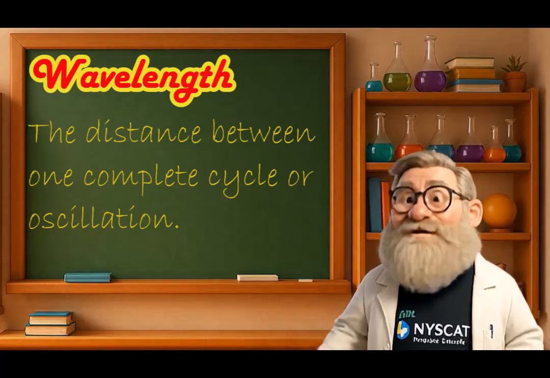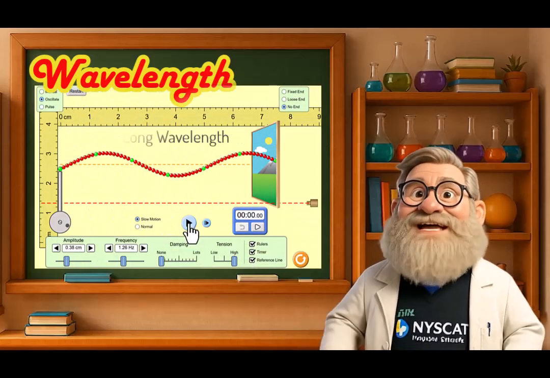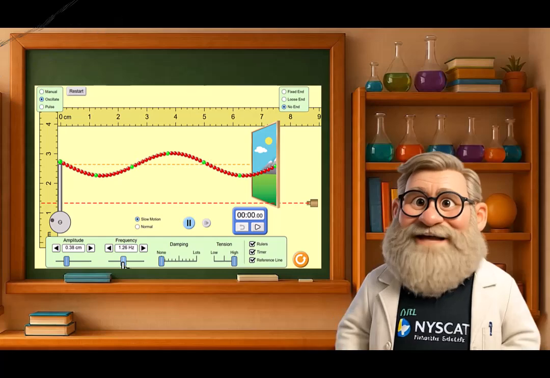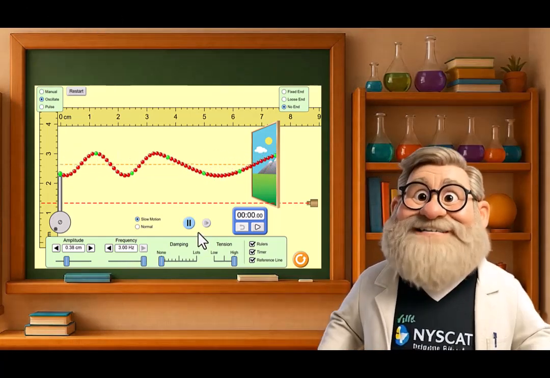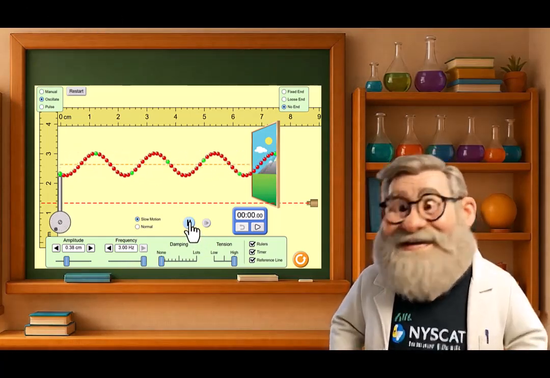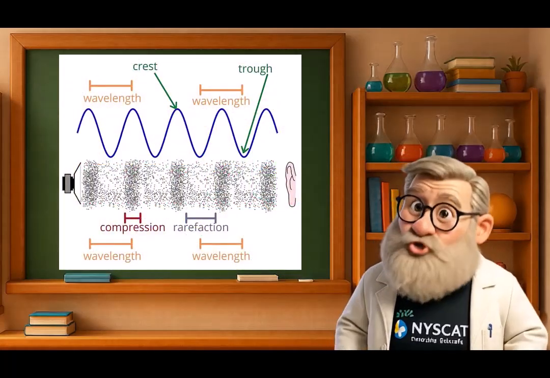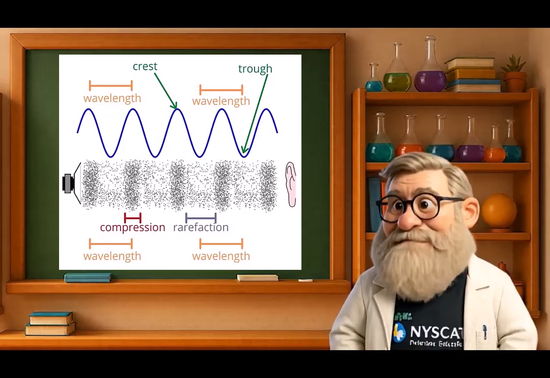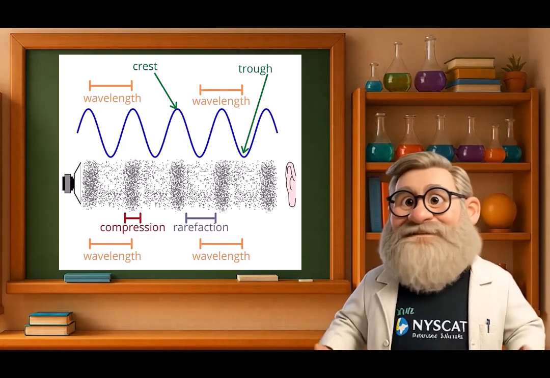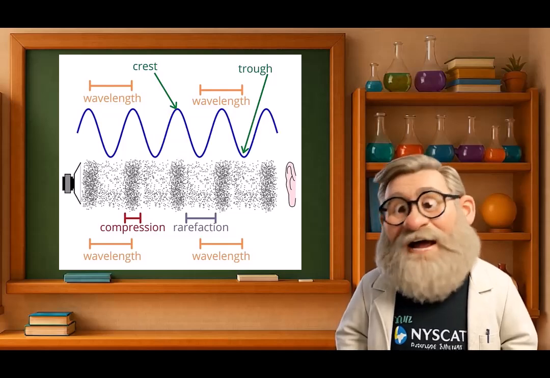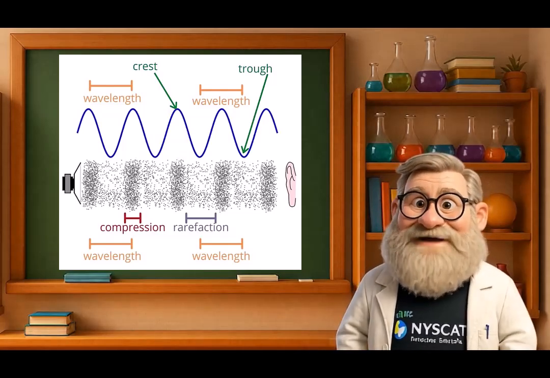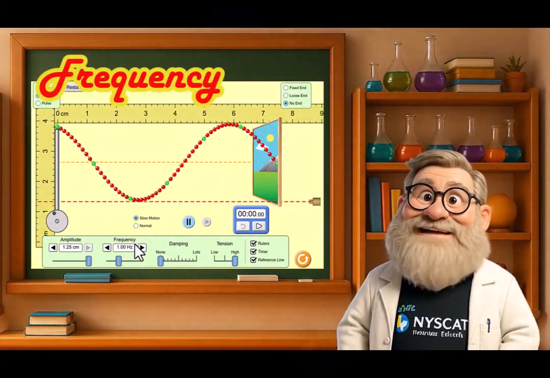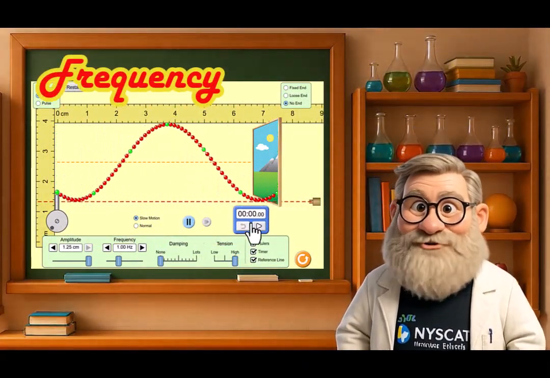Wavelength is important because it helps us understand how energy is spaced out in a wave. Longer wavelengths usually carry lower energy waves, like radio waves. Shorter wavelengths, like X-rays and ultraviolet light, carry more energy. In longitudinal waves, like sound, wavelength is measured from the start of one compression to the start of the next. So whether the wave moves up and down or back and forth, wavelength helps define the rhythm and spacing of how that energy travels.